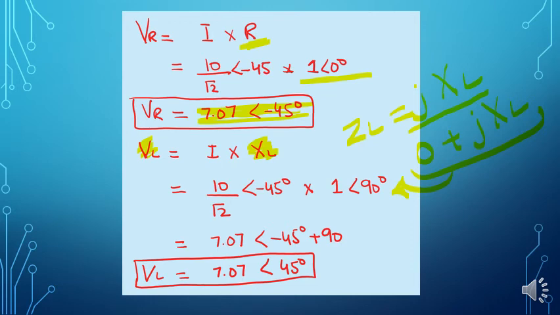Now after putting these values, we get VL equal to 7.07 and angle minus 45 plus 90, that is equal to positive 45.